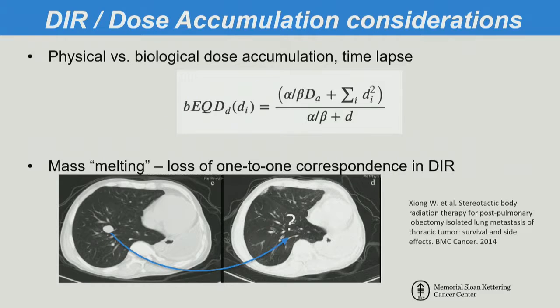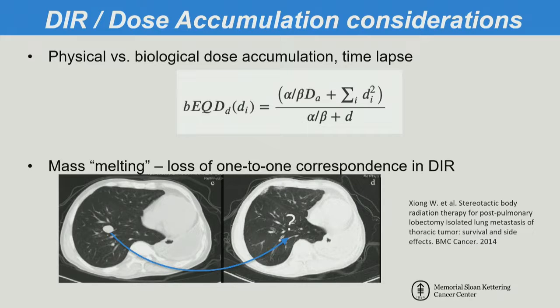Some considerations: once we have all these capabilities and it's accurate, in what cases would you do physical dose versus biological dose, and how do you take time lapse between, for example, treatments into consideration? So let's say a patient was treated 5 years ago versus 2 months ago. How do we take that into account?